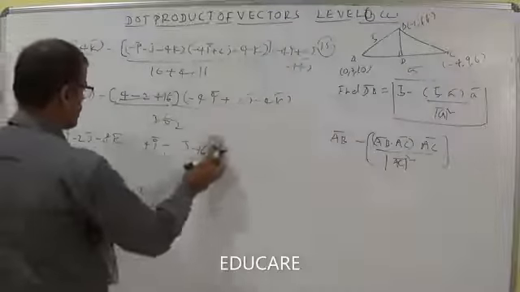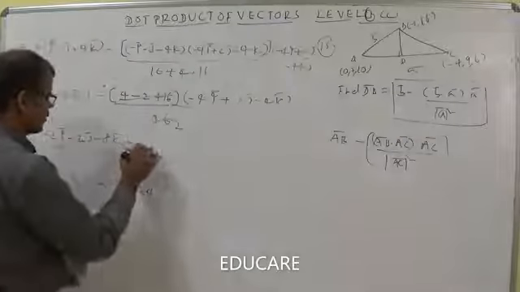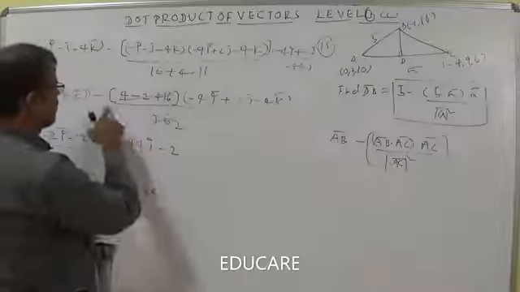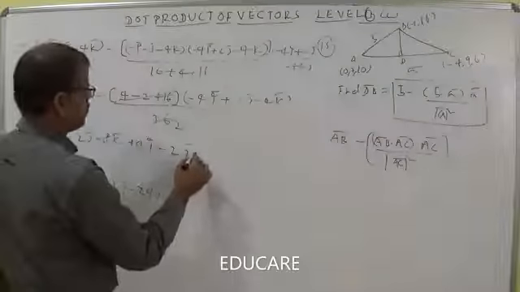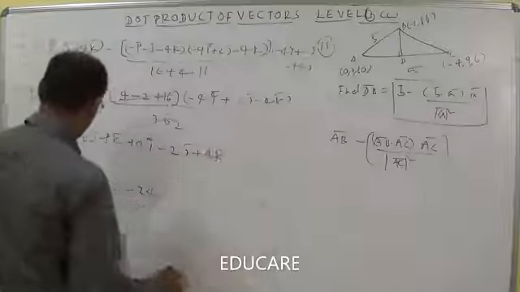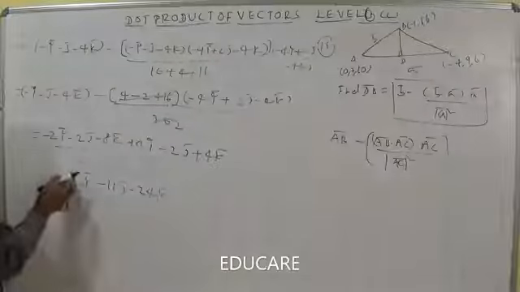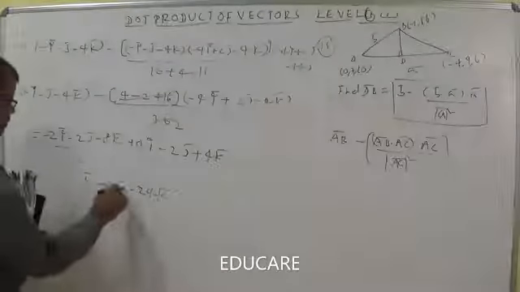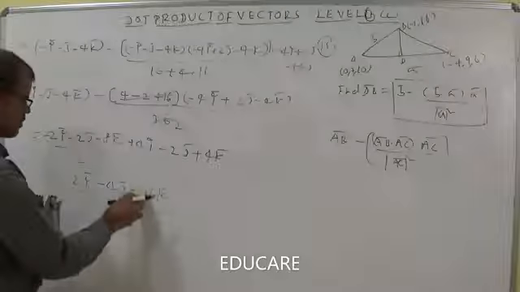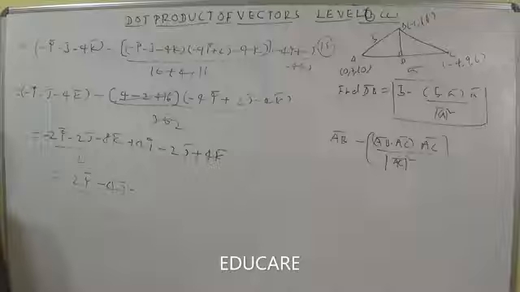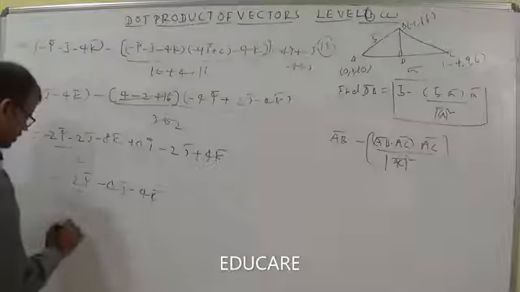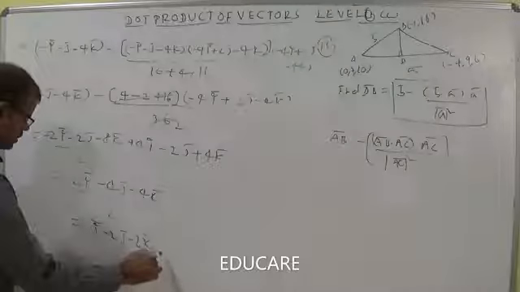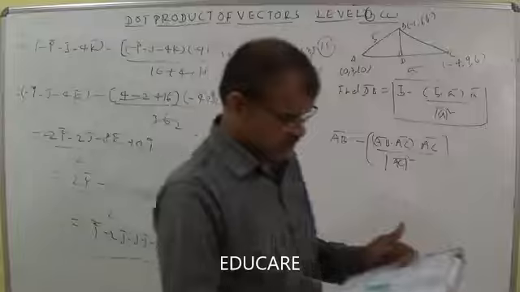Now you can write here the value minus 4i, minus of minus becomes plus 4i, plus 4i minus 2j plus 4k, whole by 2. Now you can write this one, 2i minus 2 is minus 4 and minus 8 plus 4 is minus 4. So we have 2i minus 4j minus 4k by 2, and you get the value i minus 2j minus 2k. So we got the second option.